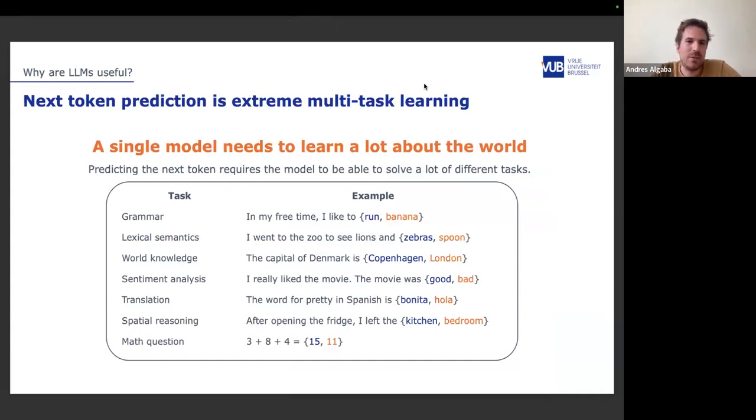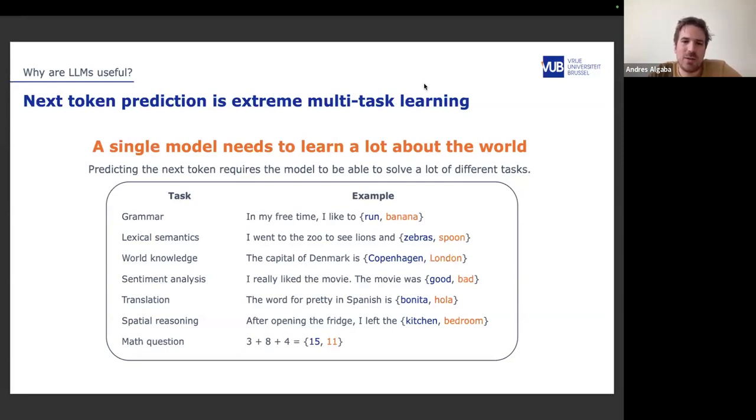Predicting the next token, according to me, is extreme multitask learning. What do I mean by that? To be able to predict the next token is to be able to solve, at least partially, many tasks. And I've given you some examples here. For example, when I give a model the prompt, "In my free time, I like to", it can give several replies. One can be "run", another can be "banana". And to know which one it should give as a reply, the model should have some feeling for grammar, right? It has to know that a verb has to be next.